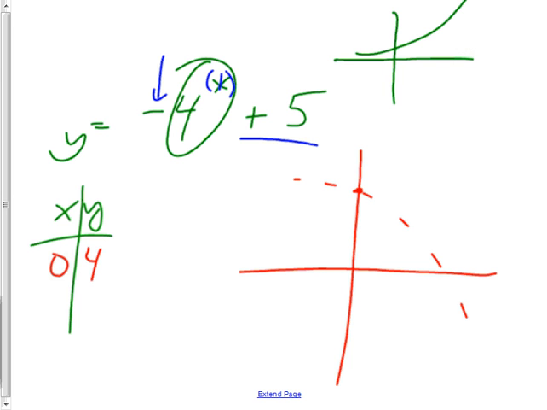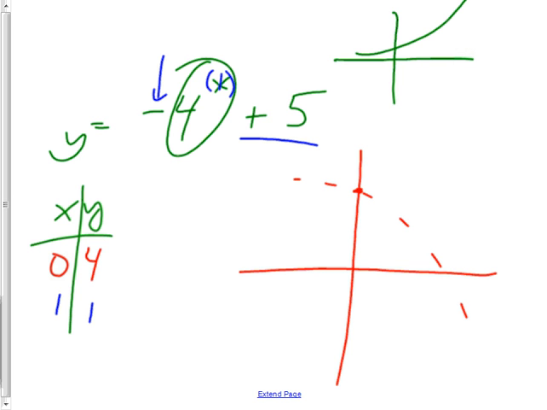How about 1? 4 to the 1 is 4, and then I make it negative, and that's going to make it negative 4, plus 5 makes positive 1. So 1, 1. Did I do that right? Did anybody else have 1, 1 on their chart? Okay, good.